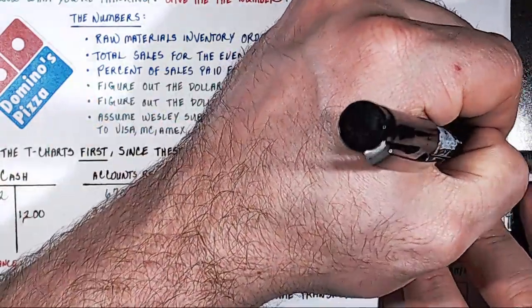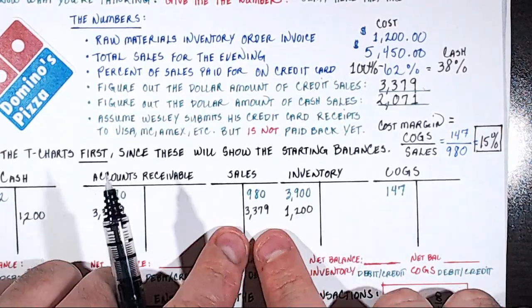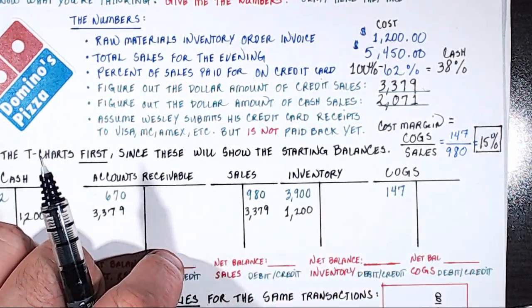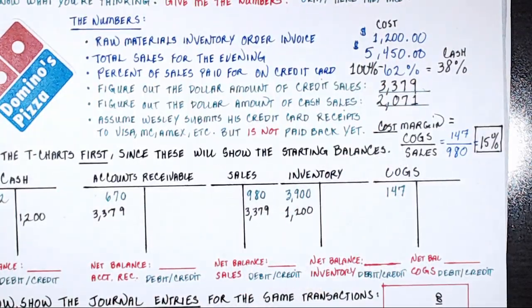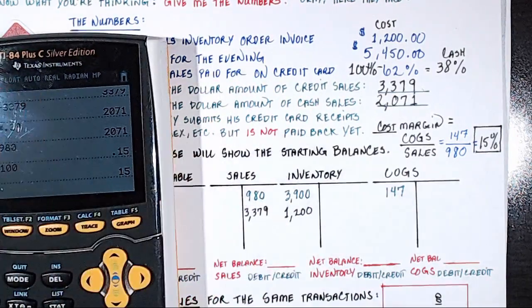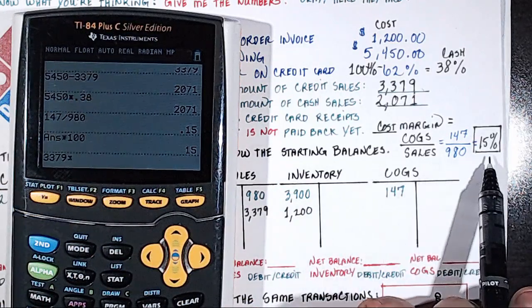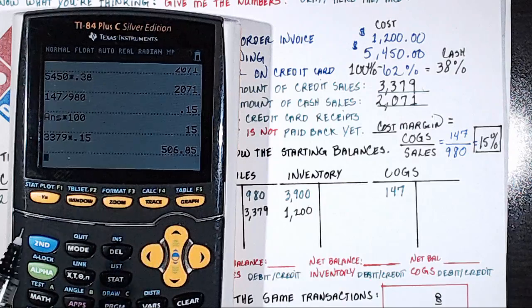This is important. We're going to need to know this. Whenever I sell something, I have to multiply it by 15% and take it out of inventory. That's what the cost margin is telling me to do. This is the cost margin as opposed to the profit margin. So now I'm going to take these credit sales of $3,379 and multiply it by the cost margin as a decimal, 0.15. And I get 506.85.